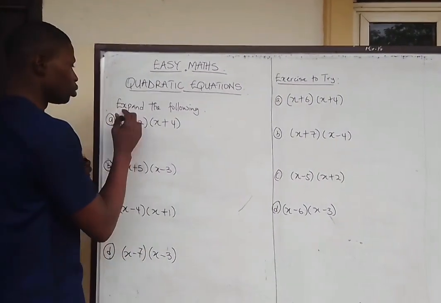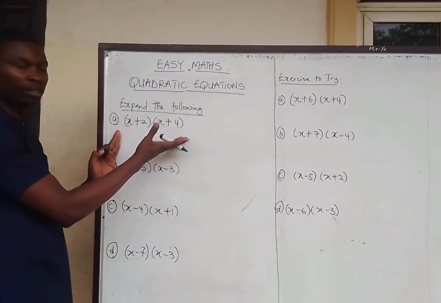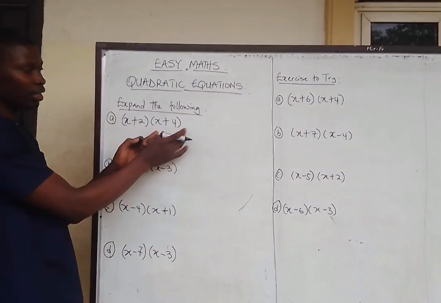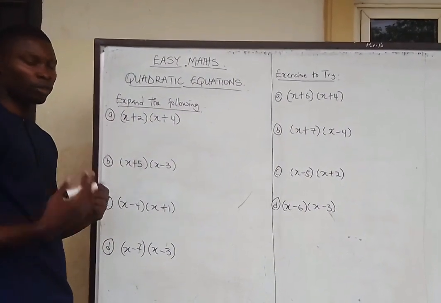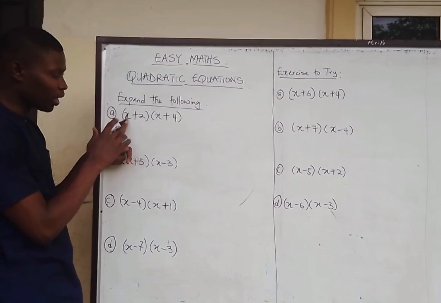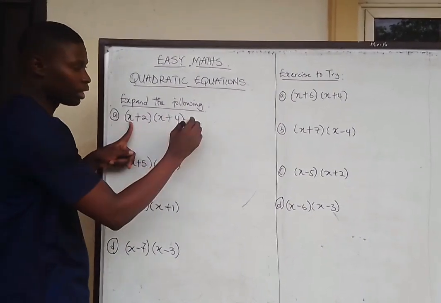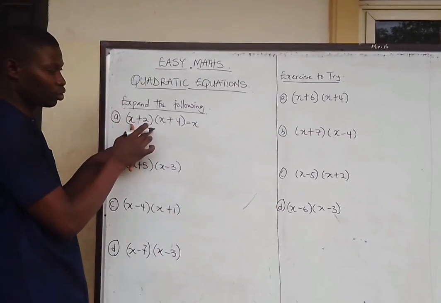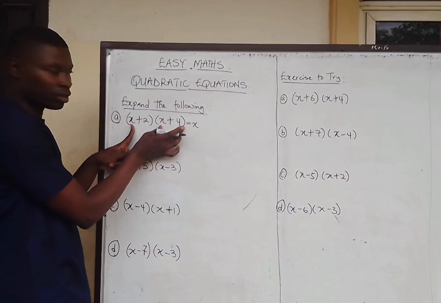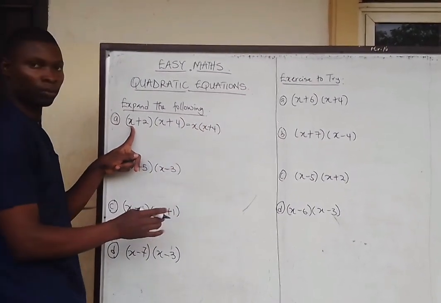Now, we're told to expand the following. Number one, we have this. Here is a bracket and here is another bracket. Two brackets multiplying each other. The first thing to do is to pick out the first number. This first number here, the letter here is x. This first one will multiply the whole of this. In turn, it will give us x plus 4.